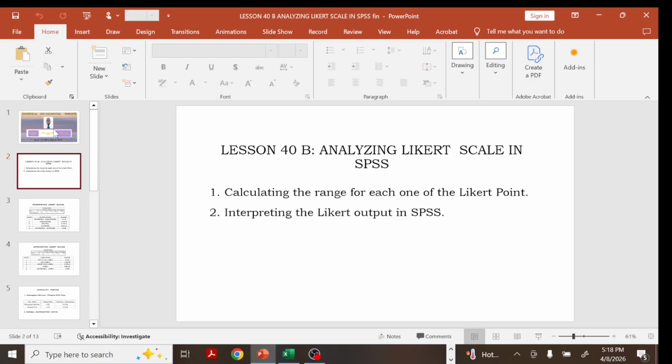We're meeting in lesson number 40B, which is about analyzing Likert scale in the SPSS. The purpose of this lesson is to enable you to calculate the range for each one of the Likert points and also to enable you to explain or to interpret the Likert output in the SPSS.